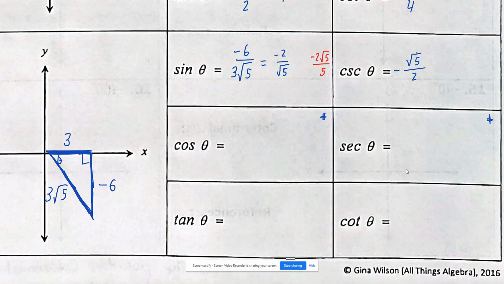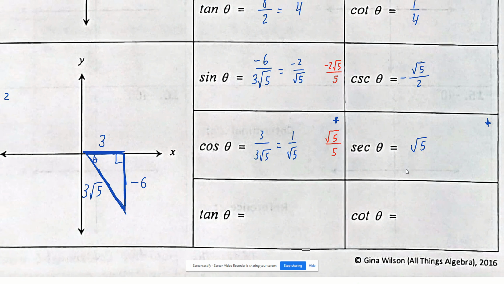So let's prove it. Cosine is adjacent leg, 3, over hypotenuse, 3 square root of 5. And sure enough, the 3 over 3 will be 1 over the square root of 5, and boom, positive. Flip it, that's square root of 5 over 1, and then the only other thing I could have done here is I could have rationalized this denominator. It'd be 1 times the square root of 5 over 5.